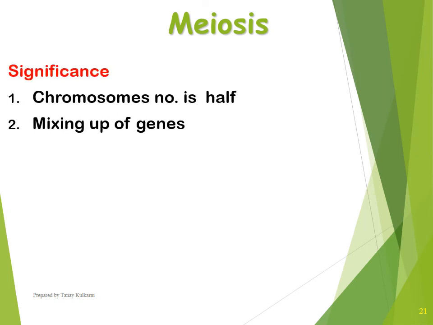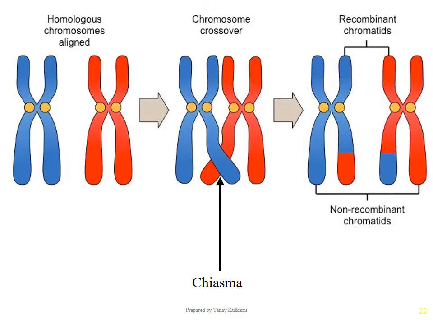Significance of meiosis: chromosome number becomes half, mixing of genes is possible, hence they create variation, and this variation occurs by using a technique called crossing over. Now what is crossing over? I'll explain with the help of a diagram. These two are called homologous chromosomes. What is the meaning of the word homologous chromosome? The chromosomes which have the same shape and size, received one from each parent, are called homologous chromosomes.